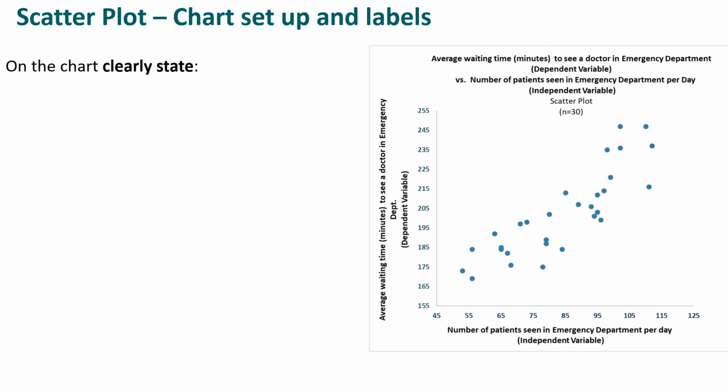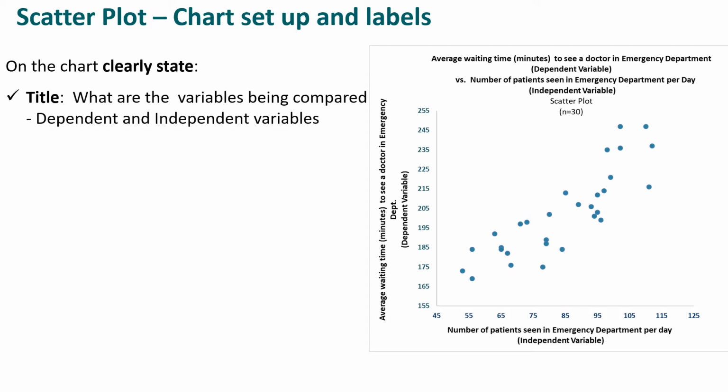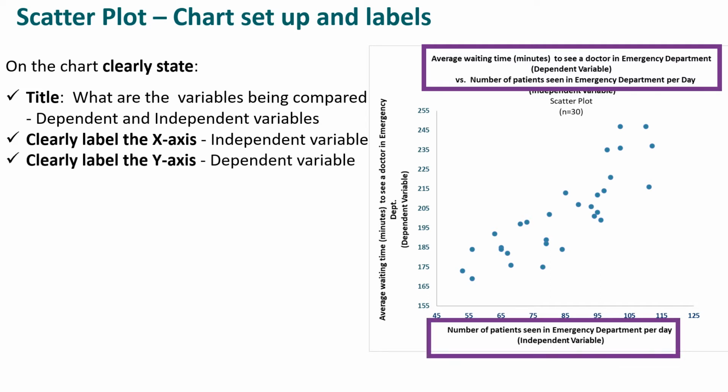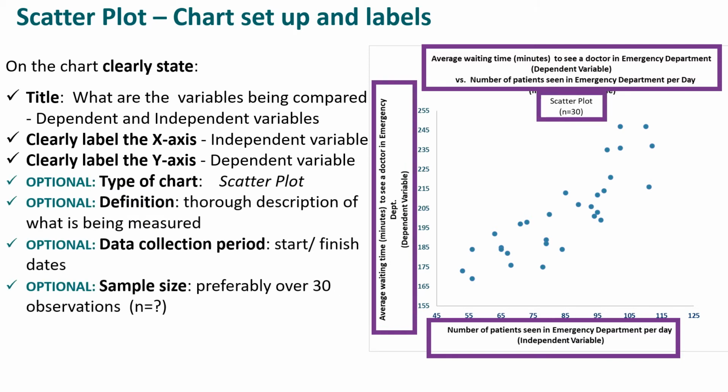When you create your scatter plot, you need to make sure that you have clear labels so that people can understand and interpret the data. So you need to have a title which says what the variables are that are being compared, both the dependent and independent variables. You also need to clearly label the x-axis, in other words, that independent variable, and clearly label the y-axis, the dependent variable.